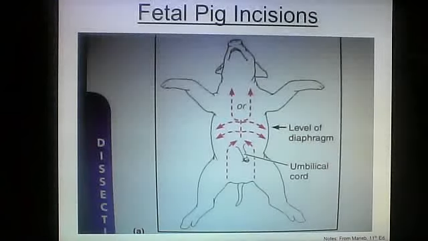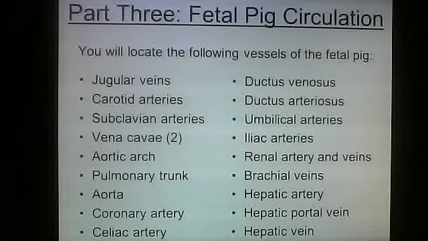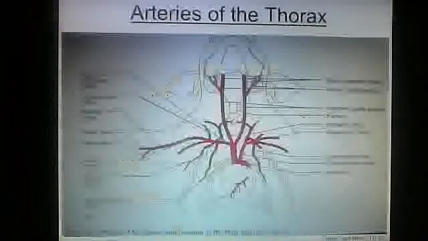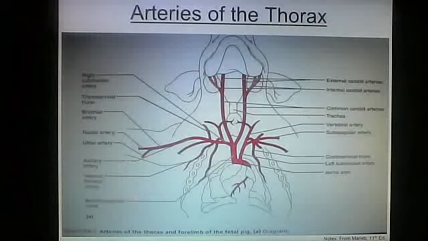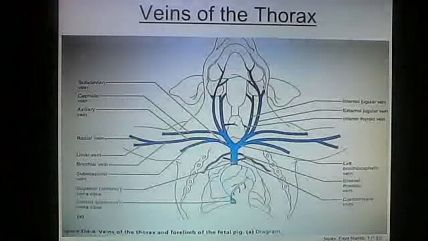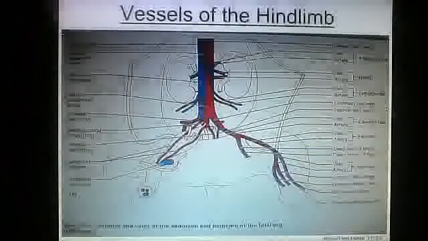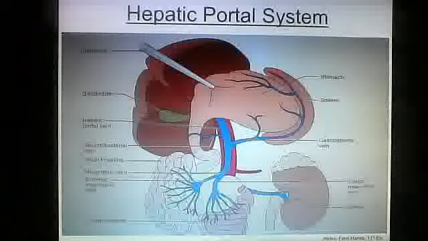Here are some of the incisions that you will be making on your fetal pig. And this is a list of important vessels in the fetal pig that you will be locating and then applying them to human circulation. Again, all of these are located in your Marieb lab manual.